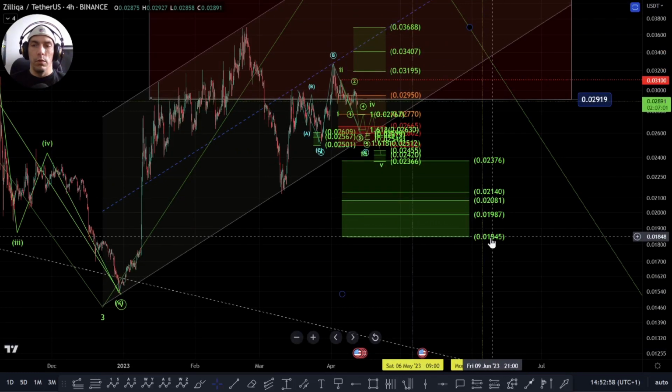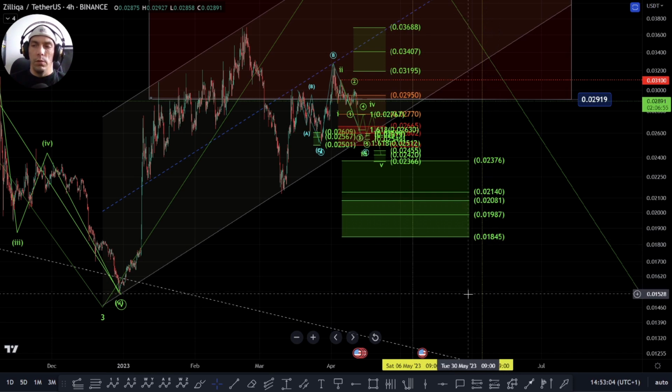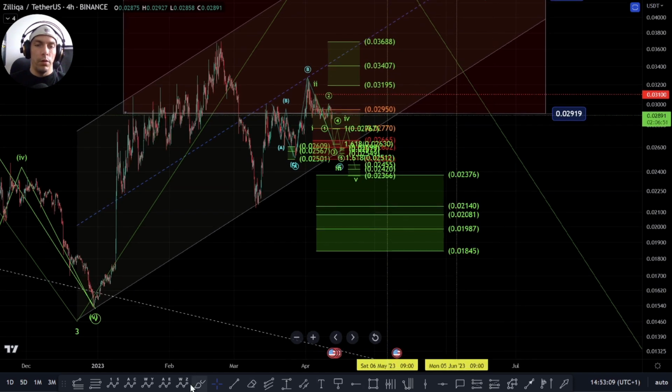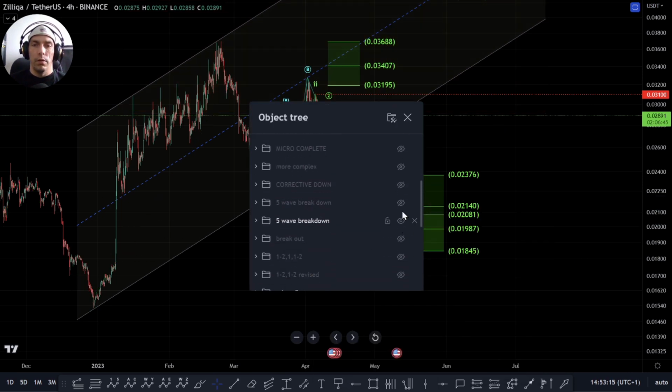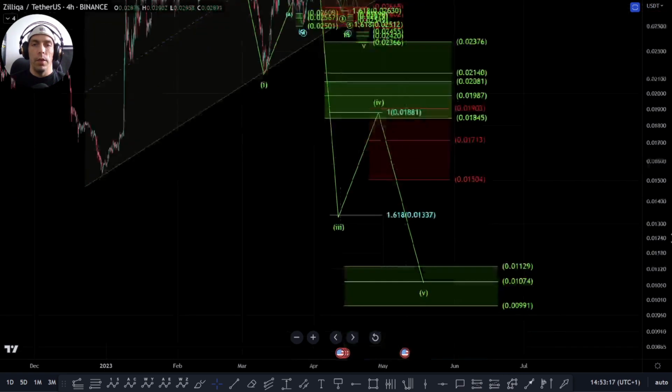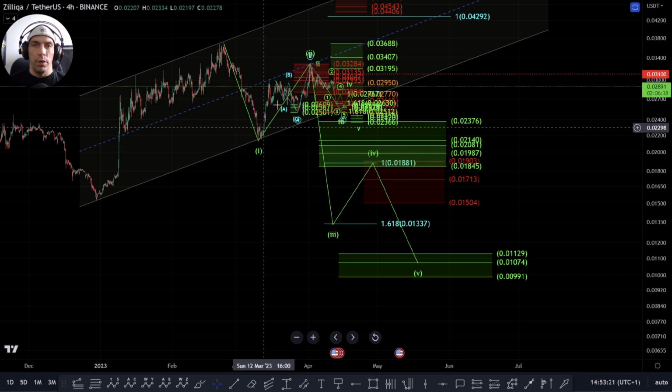If we, however, start to lose this zone here of this 01845, we need to be careful because it could be starting to put this low in jeopardy here of this 1528. And if we do start to break down in a more impulsive way, what we could end up having is something like this playing out. So this is what we need to be careful of, that possibility of having a bigger 5-wave move from further back here, where this becomes 1 2.